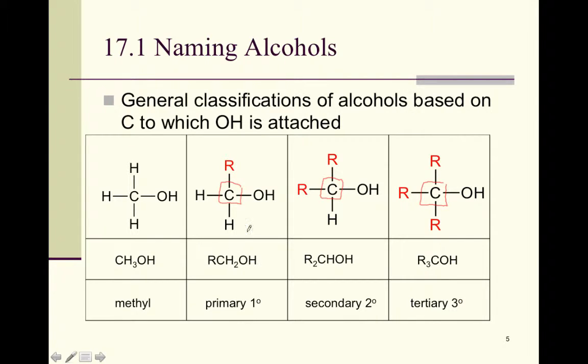Just as a reminder, if you're going to label the carbons, you don't have to write out the word primary. You can use the number 1 and make sure you use the degree sign superscripted. That tells us that this is an ordinal number.